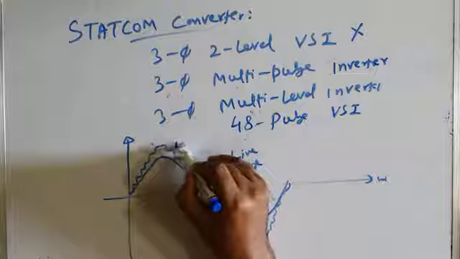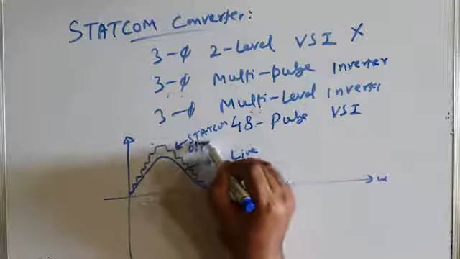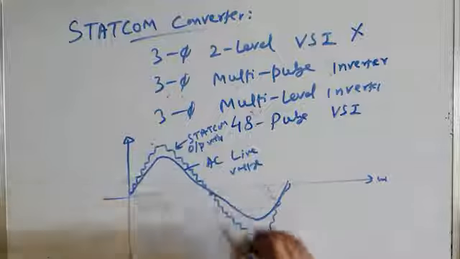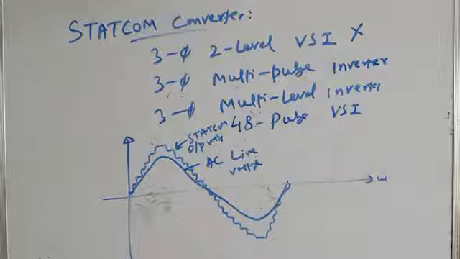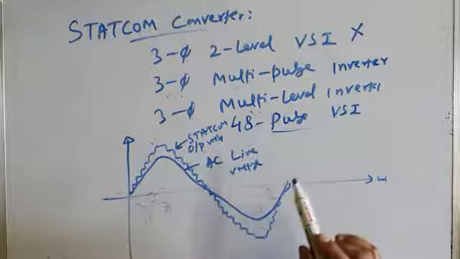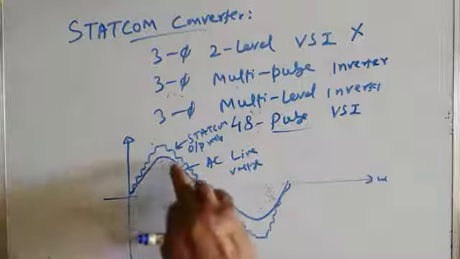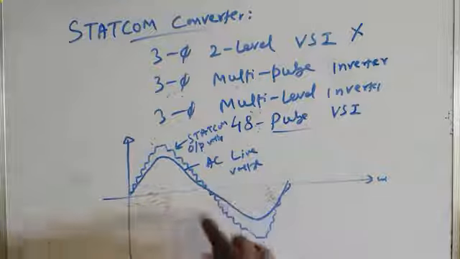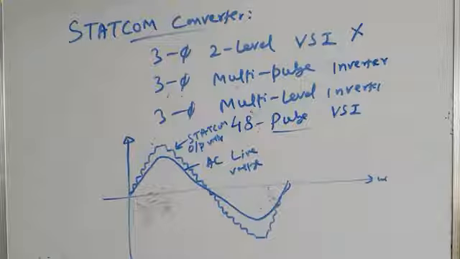And this is the Statcom voltage generated by Statcom. This is the Statcom output voltage, which is a multi-pulse voltage. 48 pulse means there are 48 pulses in one cycle, and it is very close to a sinusoidal voltage. Therefore, the advantage of a 48-pulse or multi-pulse voltage source inverter is that it produces output voltages approximating sinusoidal waveforms if a higher number of pulses like 48 is used. And secondly, we can use it for high voltage applications.